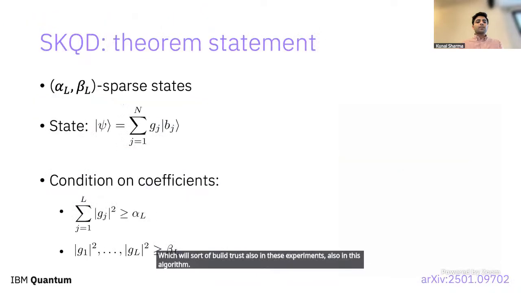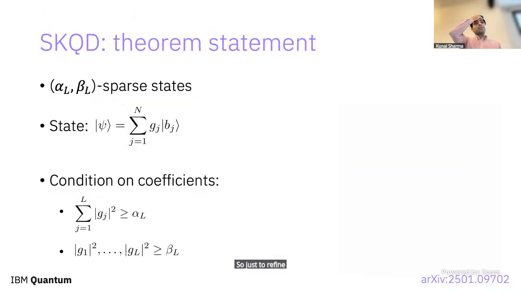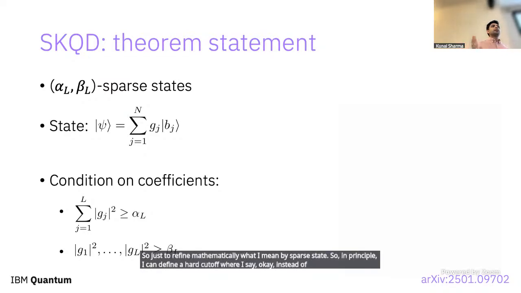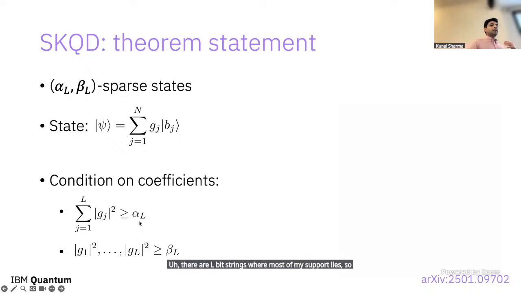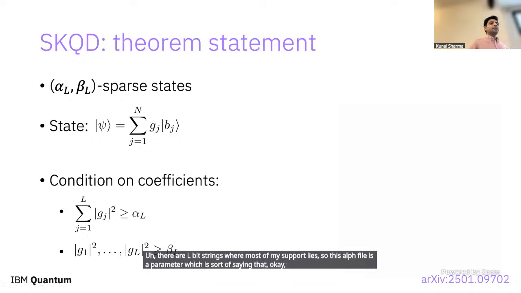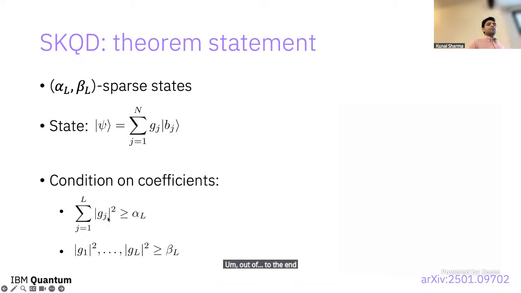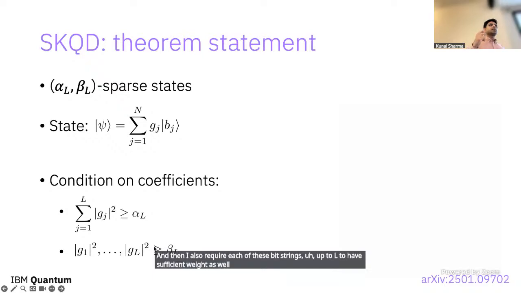So just to define mathematically what I mean by a sparse state. In principle, I can define a hard cutoff where I say, okay, instead of 2 to the n, I only care about 10,000 bit strings for my problem. Or I can make it smoother. I can say that out of 2 to the n bit strings, there are L bit strings where most of my support lies. So this alpha L is a parameter saying that out of 2 to the n, L bit strings have all the support. And then I also require each of these bit strings up to L to have sufficient weight as well, because that comes in the proof.